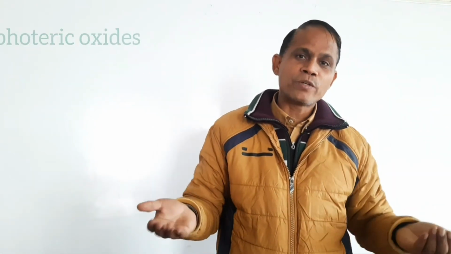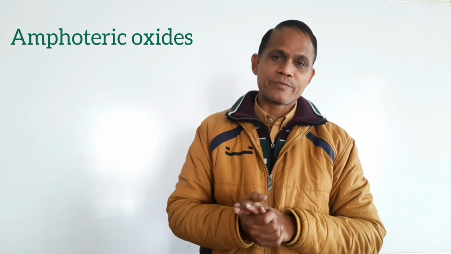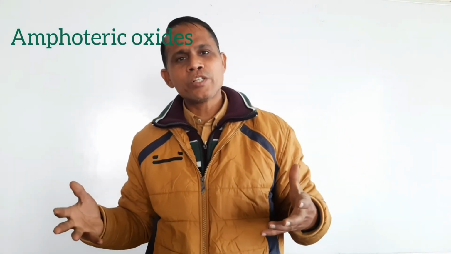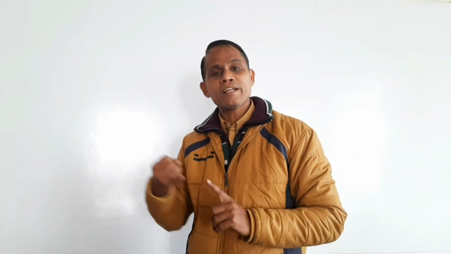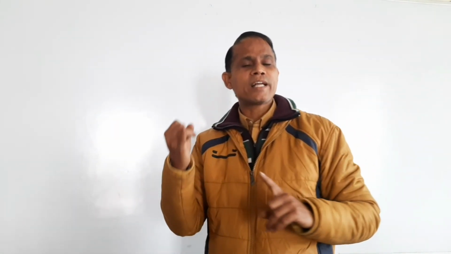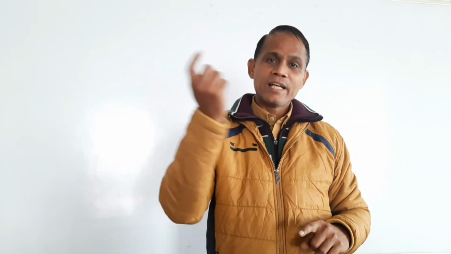Next thing I am going to discuss with you is amphoteric substances. Amphoteric substances, students, are those substances which sometimes behave as acid and sometimes as base. For example, zinc oxide. Zinc oxide can react with acid and can react with base. When it reacts with acid, it acts as a base, and when it reacts with base, it acts as an acid. For example, zinc oxide reacts with H2SO4, sulfuric acid.